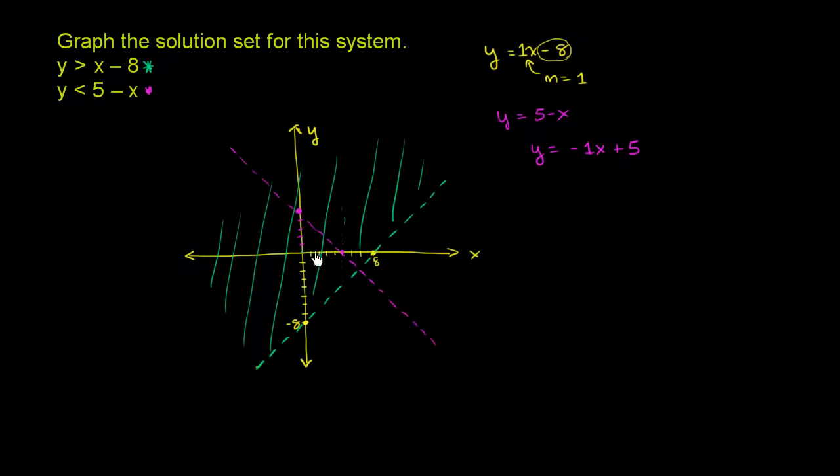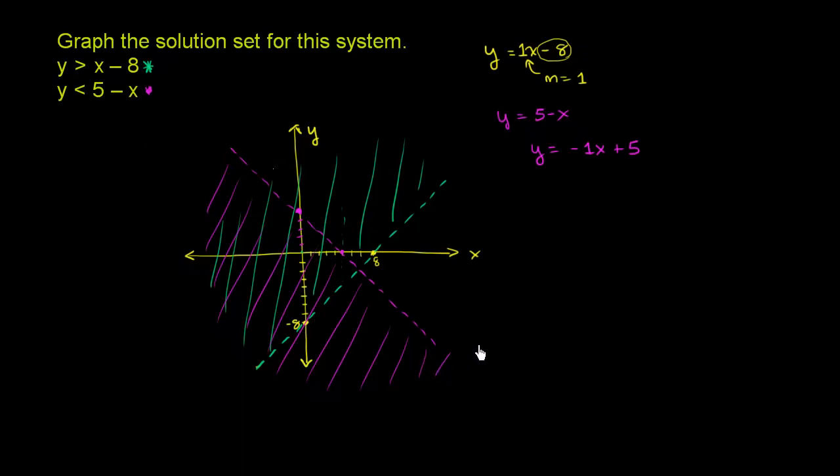So for any x value, 5 minus x will sit on that boundary line. But we care about the y values that are less than that. So we want everything that is below the line. And once again, you can test on either side of the line. 0, 0 should work for this second inequality. 0 is indeed less than 5 minus 0. 0 is less than 5. And then you could try something like 0, 10 and see that it doesn't work. Because 10 is less than 5 minus 0 doesn't work. So it is everything below the line like that.